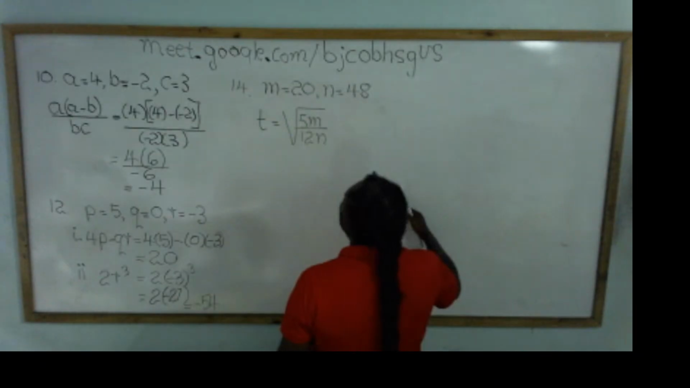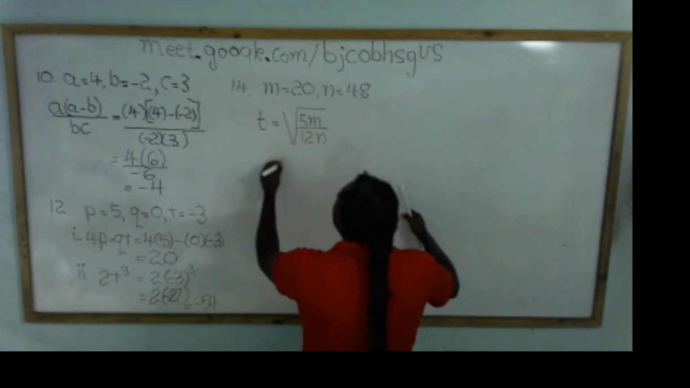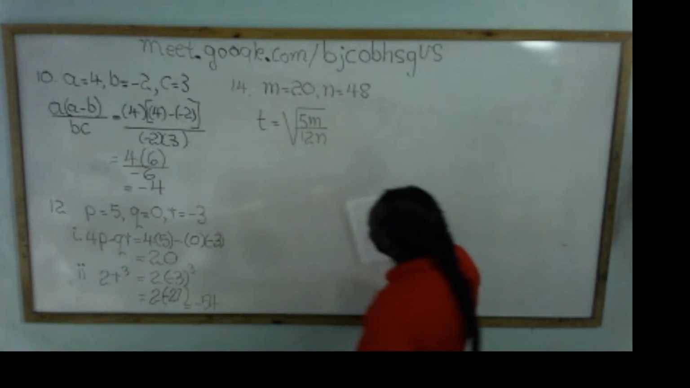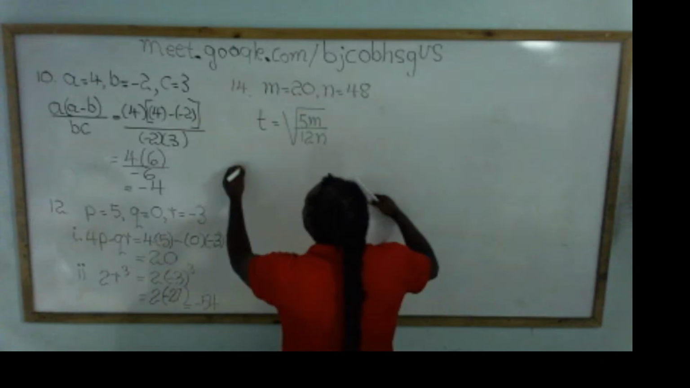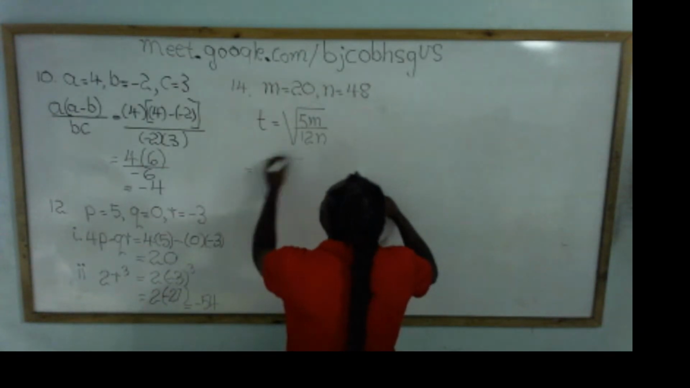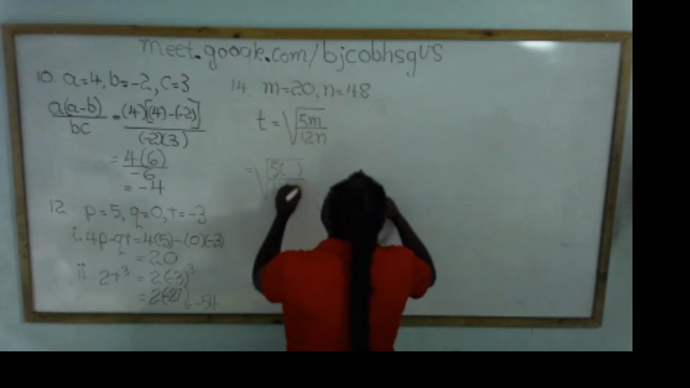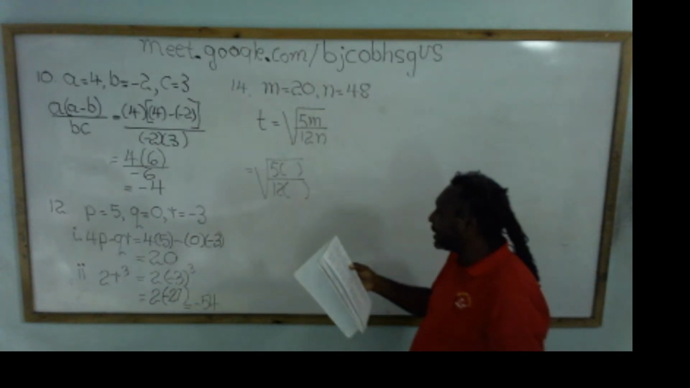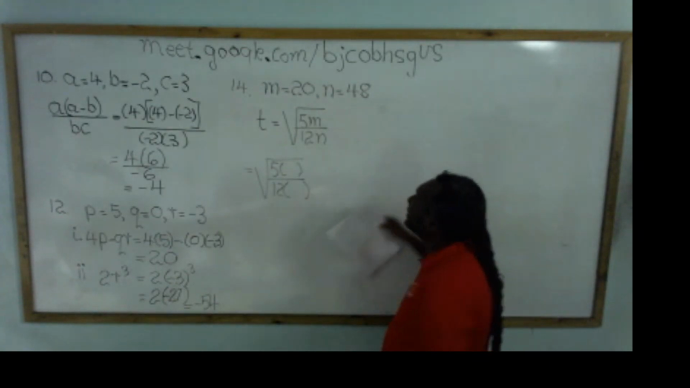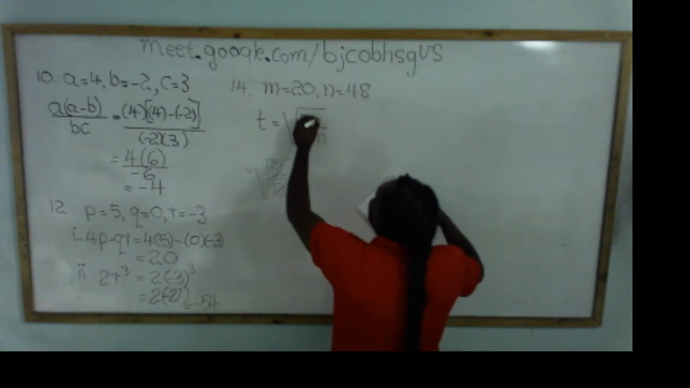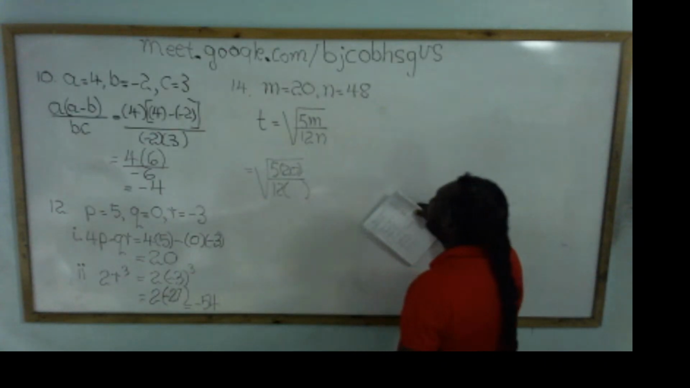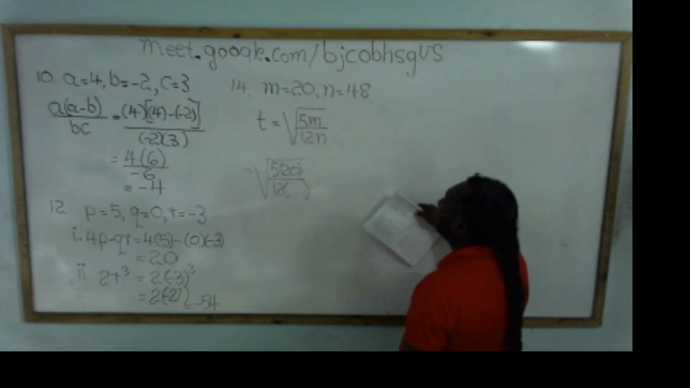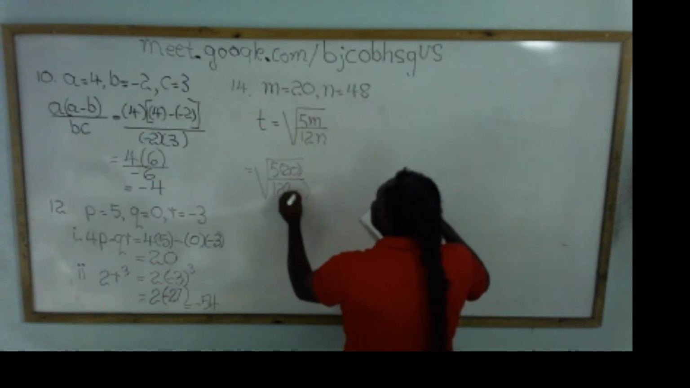So, what are we going to have? That is going to be, do I write it a little bit closer? Let it stay. So we're going to write it like this then. This is equal to the square root of 5 something over 12 something. So the first one is 5 times what? M is 20. In the space of M, we put 20. Nice. And in the place of N, we put 48. Nice.